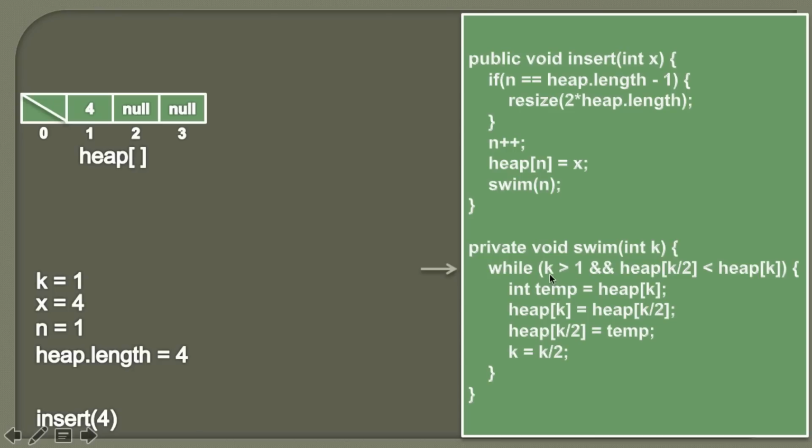The first condition we provide is that k should be greater than 1, because here you can see the k value is 1, and as there is only one element in this heap array, there is no parent to index 1 because it is the root of the heap. So the condition in the while block comes out to be false.